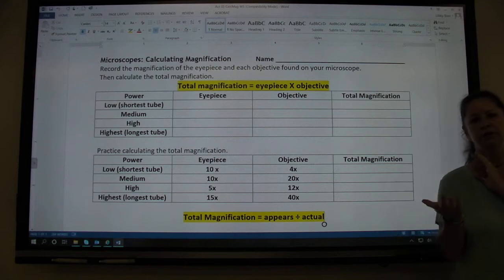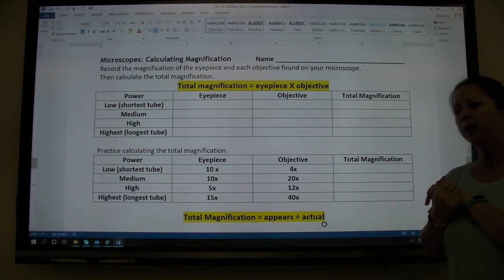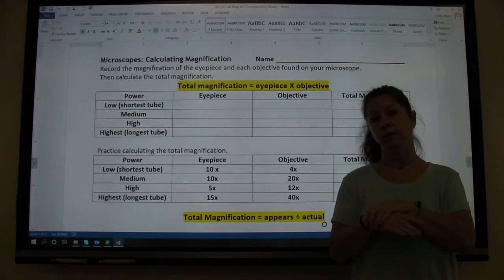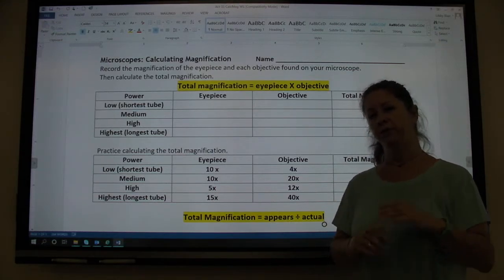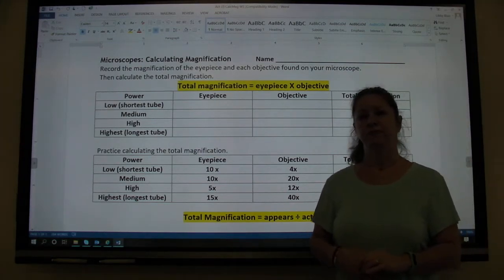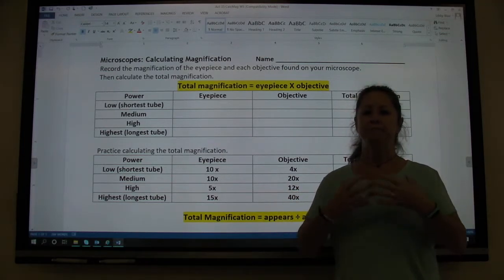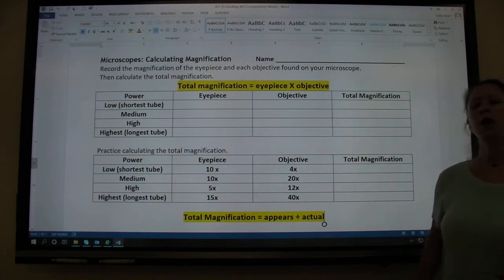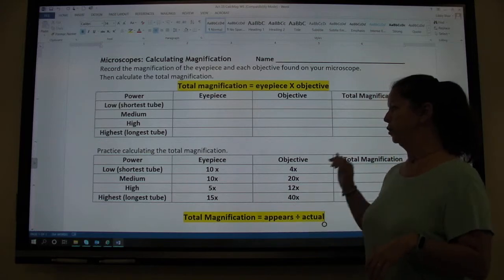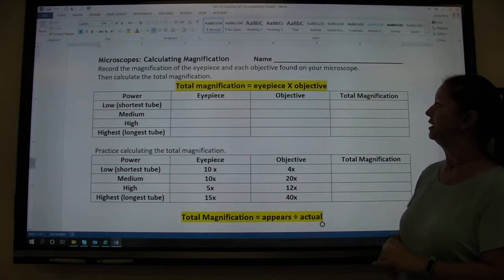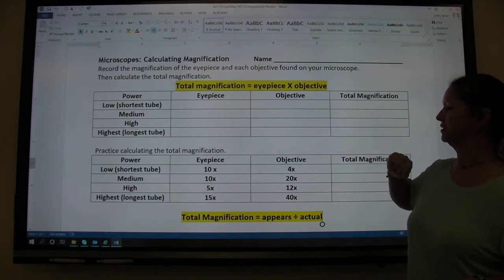One of the things that you need to be able to work with is calculating magnification. When we are working with our compound light microscopes, you have two different lenses. You have an eyepiece and you have an objective, and you have to figure out how much you're actually magnifying the object that you're looking at in the microscope. It's called the total magnification. And when you're working with the lenses, total magnification is your eyepiece times your objective.